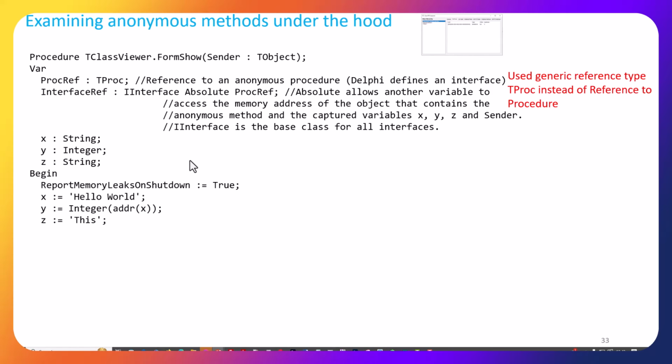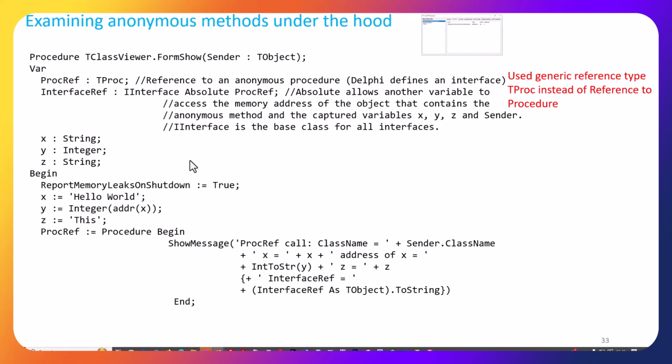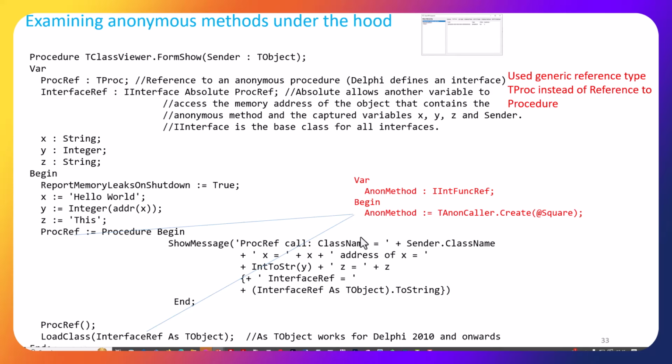Okay, we've got 3 variables here, which we assign those values. Now we've got this time a procedure reference, and it shows the message: the sender class name, the value of X, the address of X, Y, Z, and it also shows the interface reference. So we're going to call procref. This is within the form show. We're going to load the class interface references object. So we're looking at procref, but we're getting into this area here.